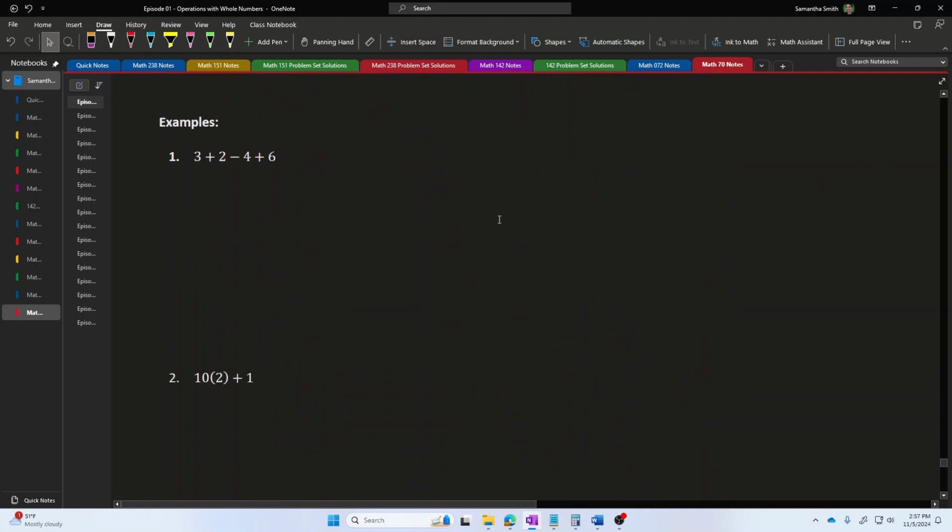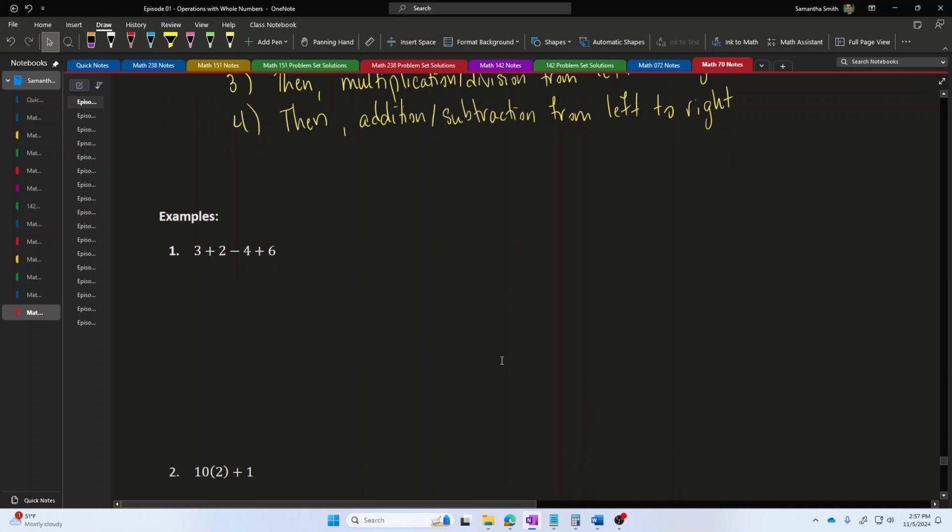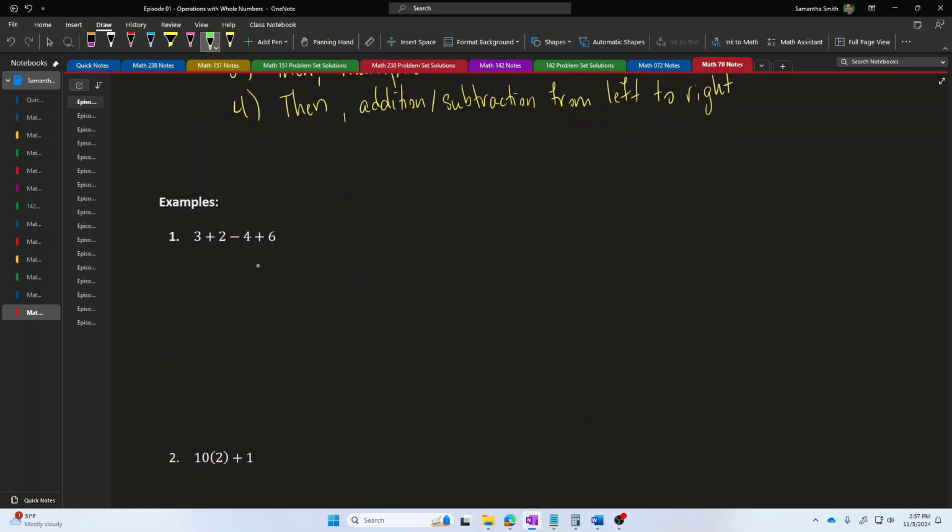So let's do some examples. Someone says to me, 3 plus 2 minus 4 plus 6. So this contains a combination of addition and subtraction. Since I only have addition and subtraction, all I would have to do is move through this equation from left to right and complete all of these operations one by one.